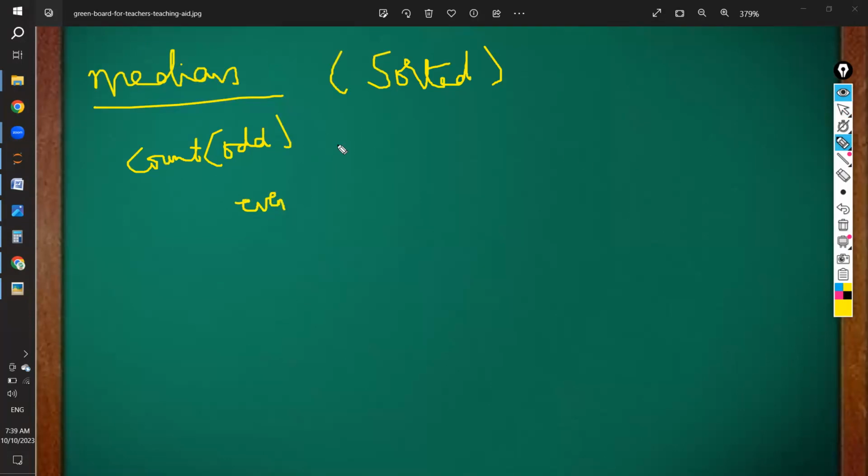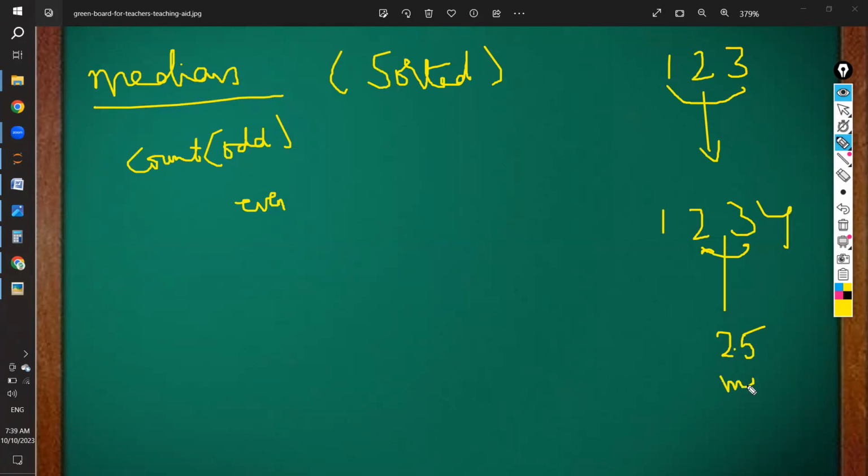Agree? If the numbers are just 1 2 3, the count is 3, that means odd. So you can simply take the middle number. Middle is 2, the median is 2. But if you have 1 2 3 4, the count is 4, that is even. What is the middle number in 1 2 3 4? You don't have any middle number, right? So in that case, you will take the average of these two, the mean of these two. 3 plus 2, 5 by 2, 2.5. 2.5 is the median. Agree?